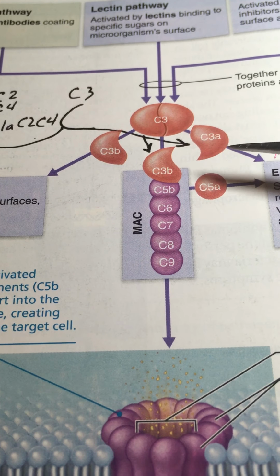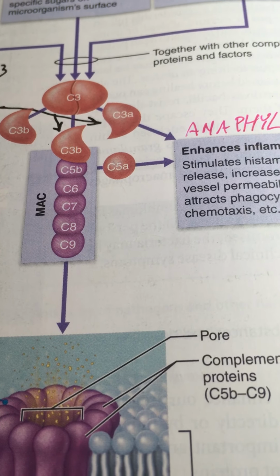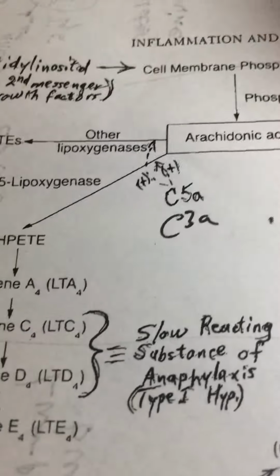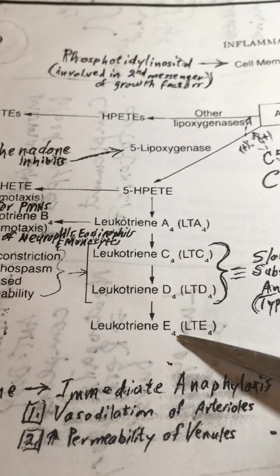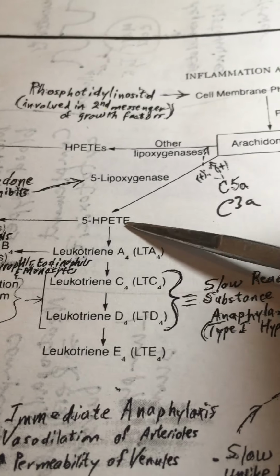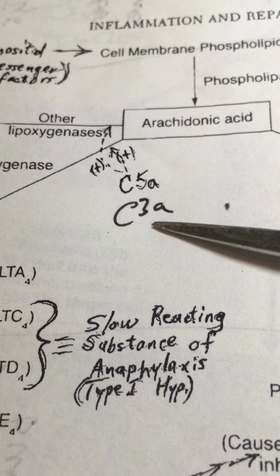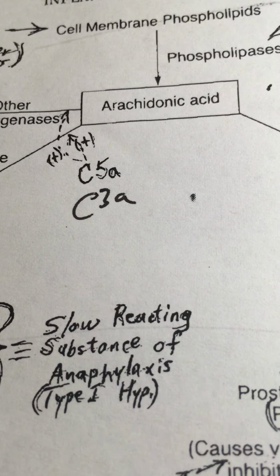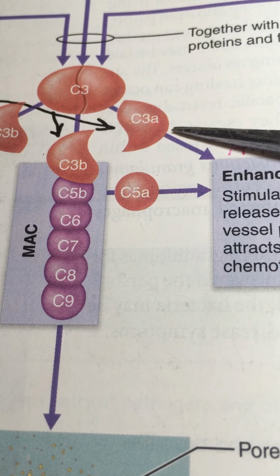Here's C3A, which is going to become an anaphylactic molecule, and it's going to act in a particular area that we've already identified, and that area is right here. Here we have the outflow of leukotrienes, and this is the anaphylactic side of the inflammatory system, and you can see it's being activated by C3A and C5A, the anaphylactic molecules of interest. So here we have C3A.